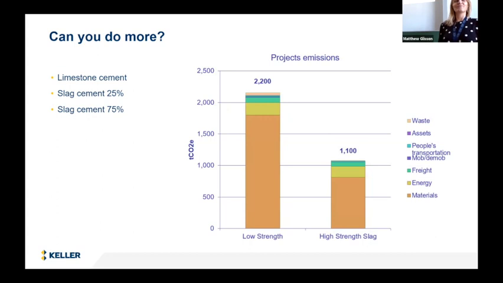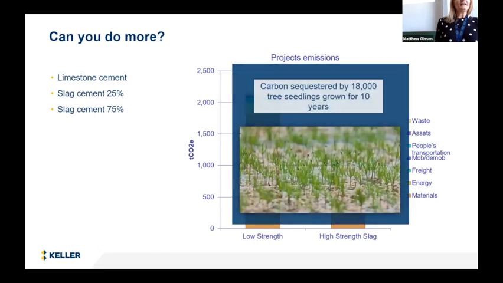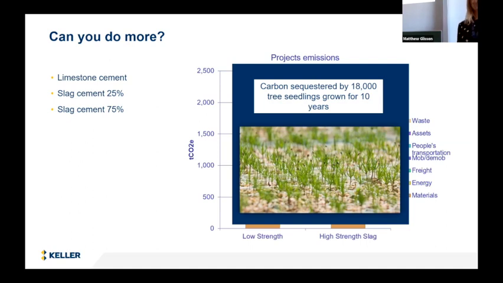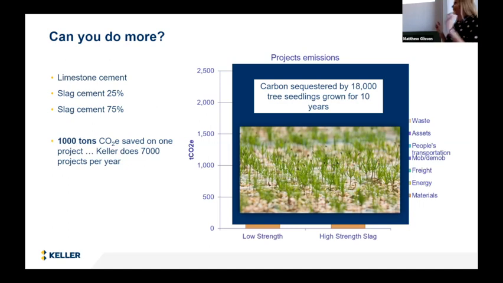tons of carbon. And so I brought that to the engineers to say, that's not really that hard for you, right? That's not fair, but you've already got your design. Work with the ready mix suppliers, work with the concrete company, what is available. And in the end, cutting over 1,000 tons of concrete is the same as carbon sequestered by 18,000 trees grown for 10 years. And I also want to note, 1,000 tons of CO2 saved on one project.